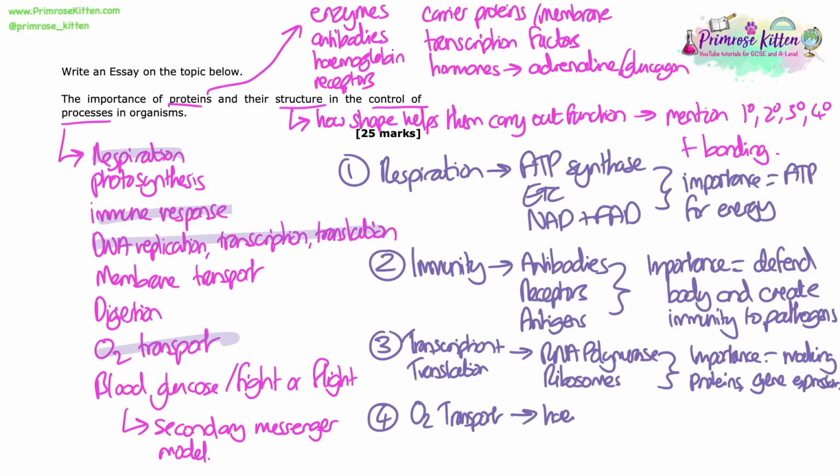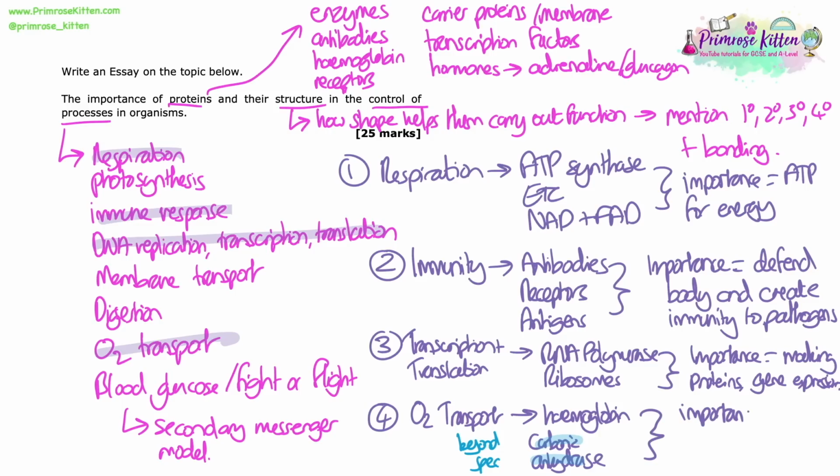Transcription and translation, RNA polymerase and ribosomes. Both proteins, both ribosomes made of protein, as well as other things, but both proteins and both requirements for that. And obviously, that's a big one because the importance of that is that you're making proteins, which is relevant to all the other proteins you've talked about. It's about how genes are expressed, which is what we've obviously been talking a lot about in the previous essay. And yeah, there's loads you can say here.